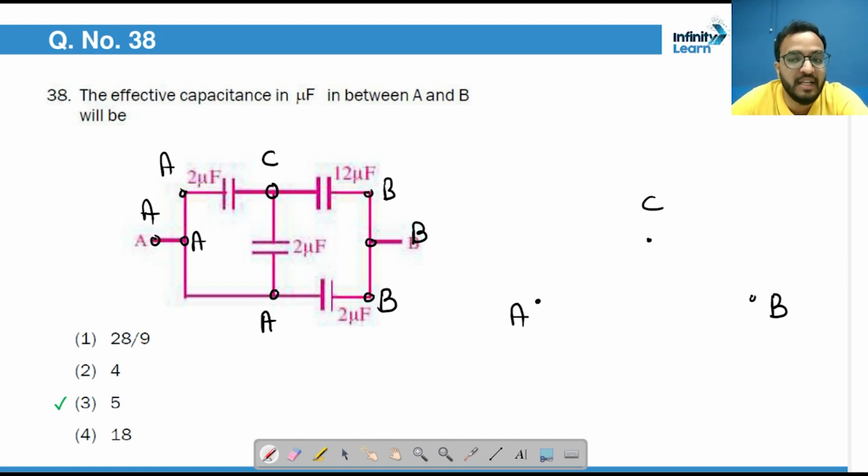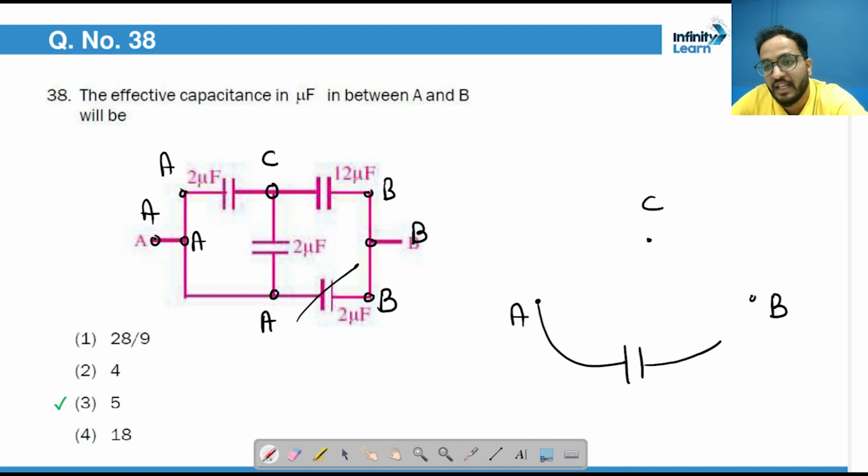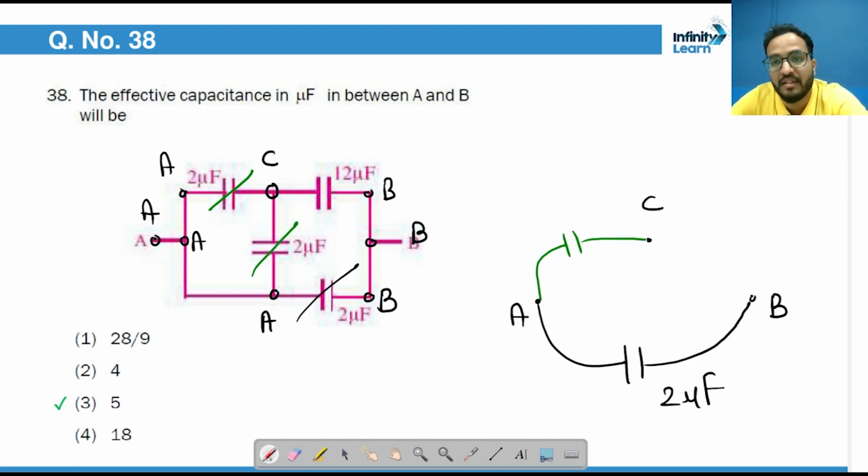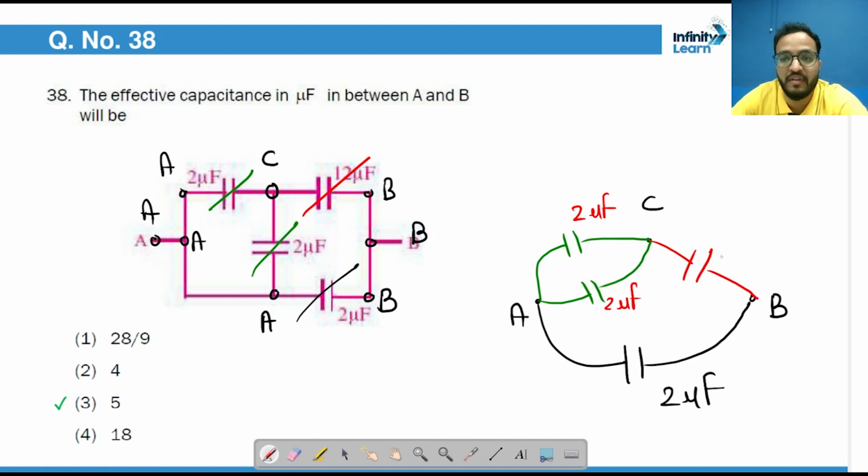So how many capacitors are there directly between A and B? You will say, sir, 1. So this is a capacitor directly between A and B, 2 microfarad. How many capacitors are there between A and C? You will say, sir, there are 2. A and C, A and C. So there are 2 capacitances between A and C. Right. Now how many capacitors are there between C and B? You will say, sir, 1. Now I guess you can solve it. This is 2 microfarad, 2 microfarad, 2 microfarad, and this is already 2 microfarad.